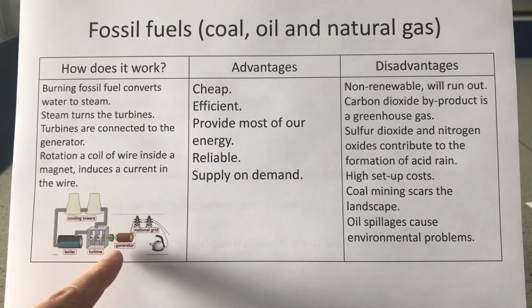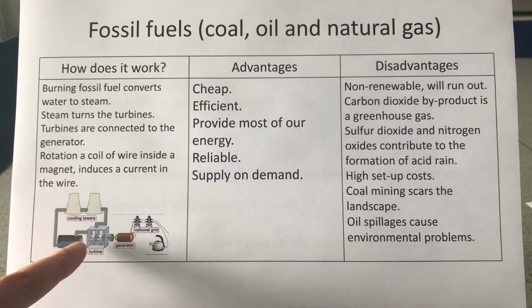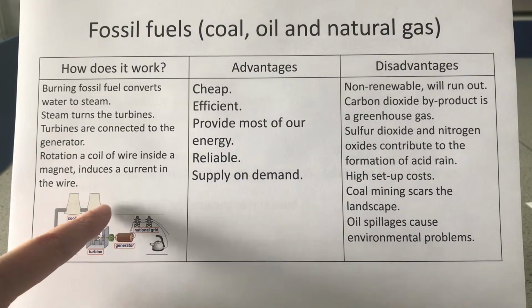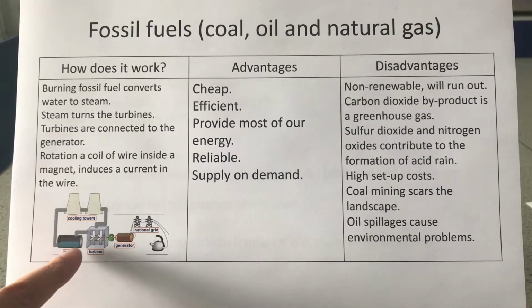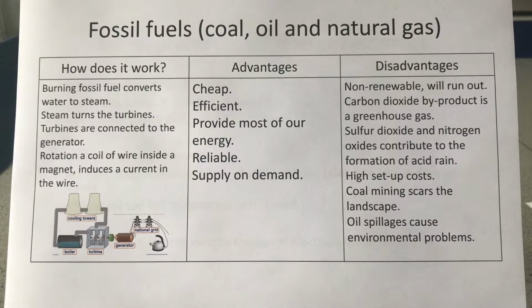Okay, electricity can't be stored, it has to be used straight away. And the steam then goes through the cooling towers, it's condensed back into water to go back into this tank. And the electricity goes through the national grid, which we'll talk about in another topic. What's good about fossil fuels? Well, it's actually quite cheap.